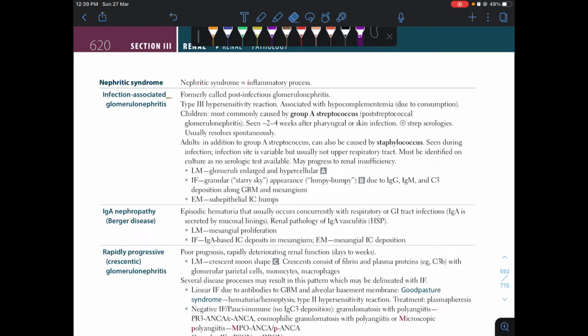Now let's study nephritic syndrome. As we discussed earlier, nephritic syndrome is an inflammatory process, and there will be increased loss of RBCs, but protein loss will be less than 3.5 grams per day.